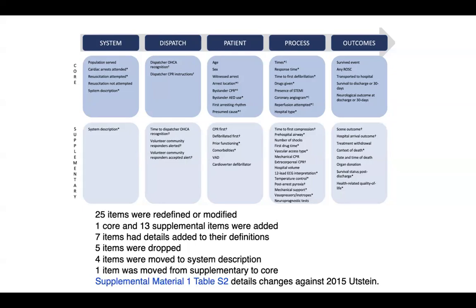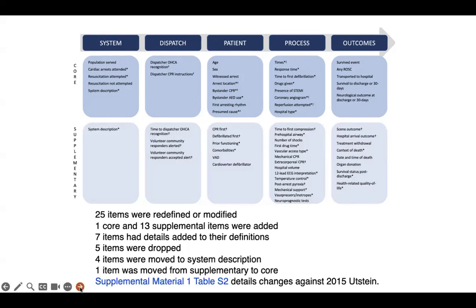We dropped 5 items. 4 items were moved to the system description rather than being a data collection point. And that was things like what oxygenation is used in an ambulance service and those sorts of things. We moved 1 item from supplementary to core, and all of this is detailed in the supplementary. We give a nice comparison to the 2015 update.